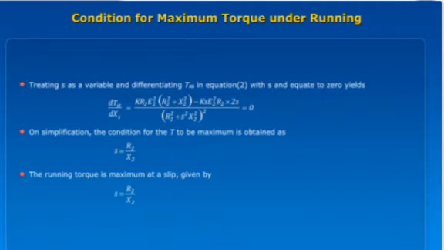At higher values of slip, where the slope dT by ds is negative, the induction motor will not be stable. Because if dT by ds is negative, it means that when torque increases, slip decreases. But in an induction motor, when the load increases, the slip also increases. Hence dT by ds is positive. This is necessary for stability. Therefore, in the region left of the point s equal to R2 by X2 on the torque slip characteristics, the motor is not stable.